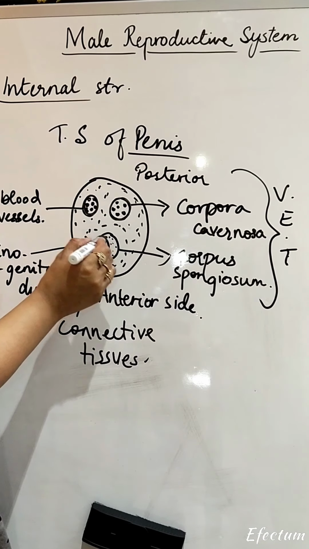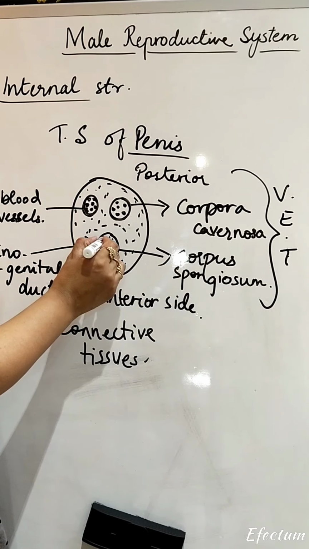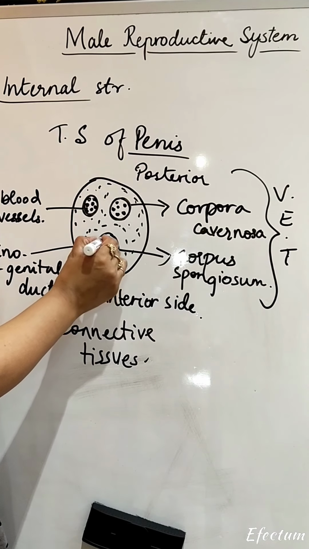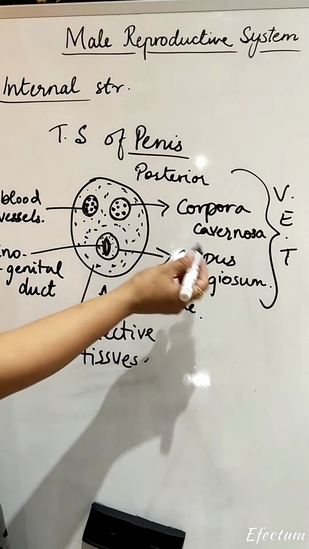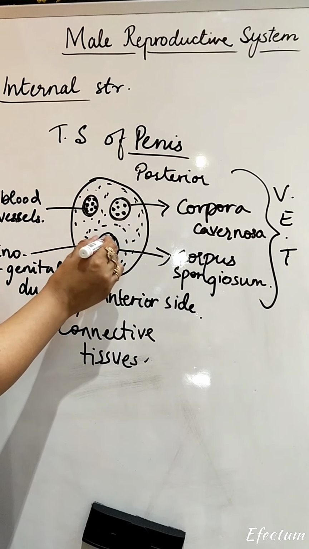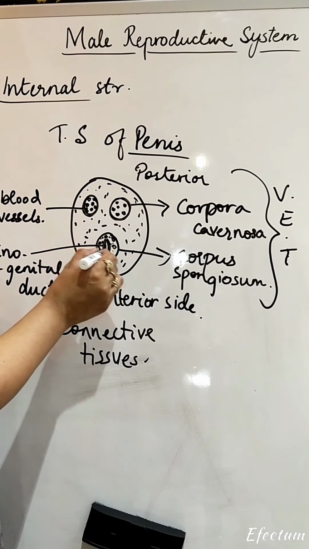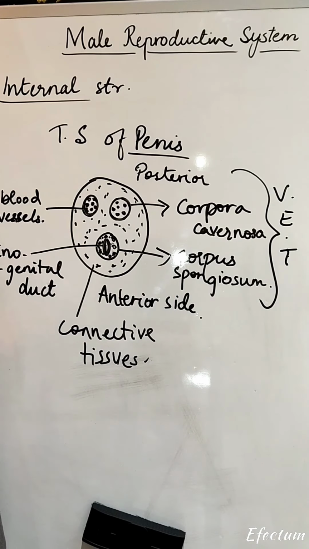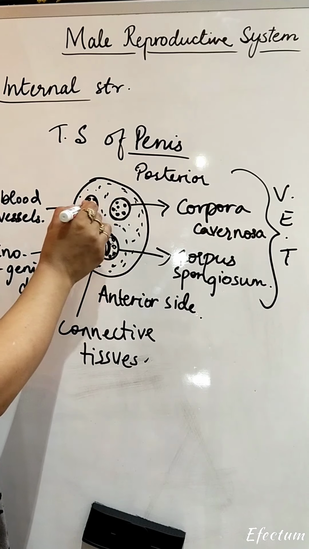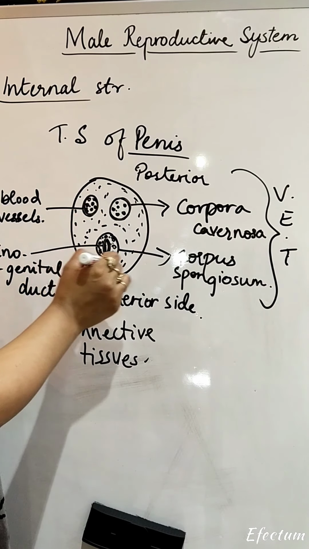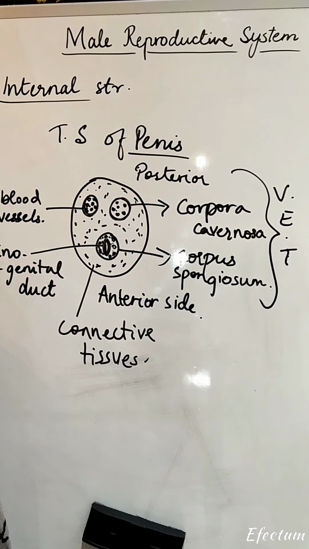Here also, in the middle of the corpus spongiosum, this is a slit of the urinogenital duct passing through this tissue, and it is also surrounded by blood vessels and arteries. These three tissues are surrounded by connective tissue. So this is the structure of TS of penis. Now this is all about the male reproductive system.